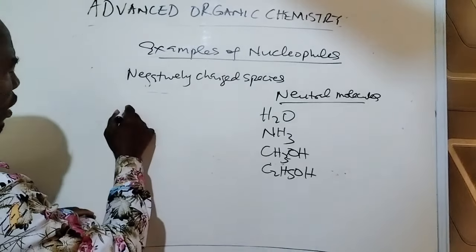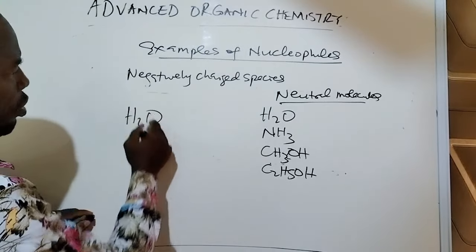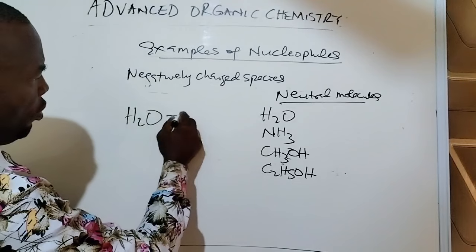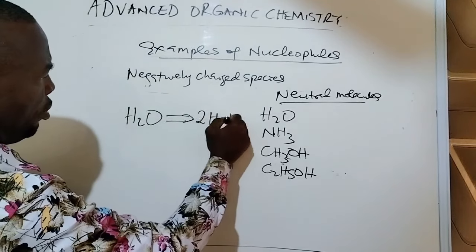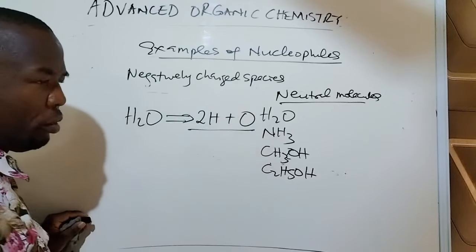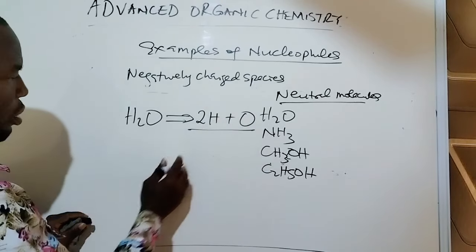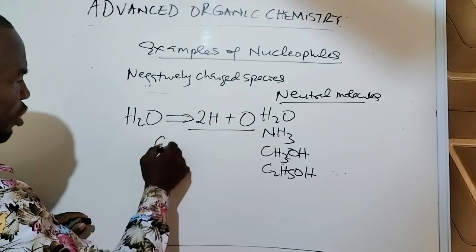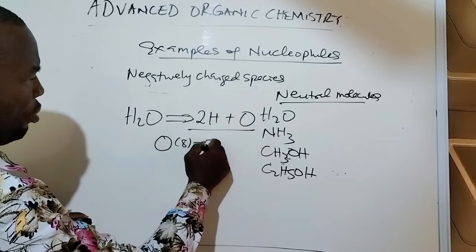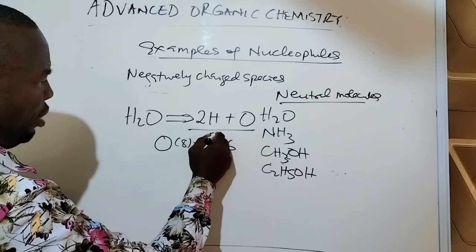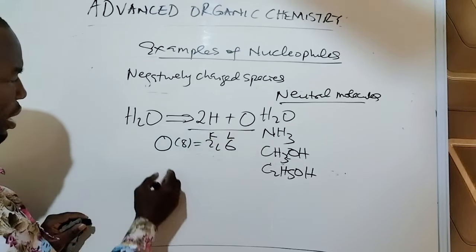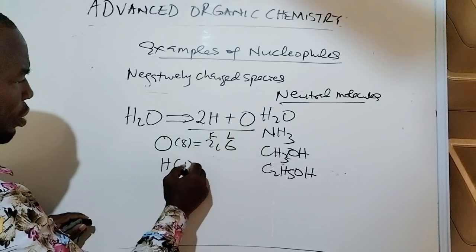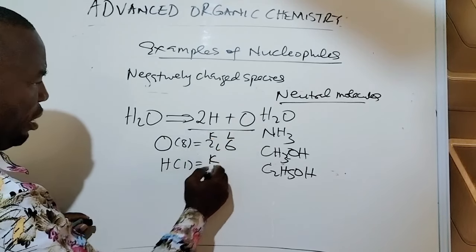In water, you have H2O, which consists of two hydrogen atoms linked to one oxygen atom. So if you do the bonding, oxygen is the central atom. The atomic number of oxygen is 8, which is 2, 6: 2 in the K shell, 6 in the L shell. Hydrogen's atomic number is 1, which has 1 electron in the K shell.